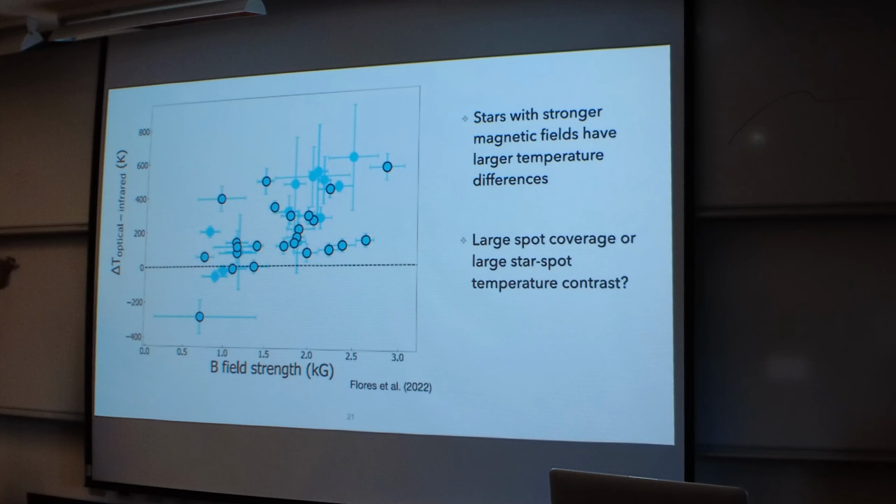And although it's not as nice a correlation as I would hope for, there's still a small trend of stronger magnetic field, which will imply larger temperature differences. So this means that either the spots are larger on the surface or they are cooler. Right? There's two ways you can produce this effect: larger spots or cooler spots.